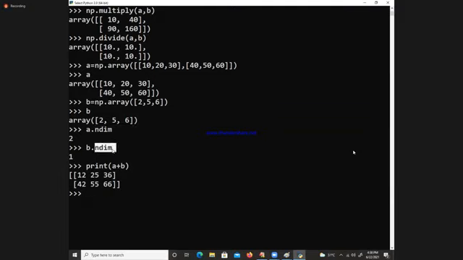Dimension, try to understand. B dot ndim, this is called a dimension. It is called one dimension only, not rows and not columns. It is called one dimension. Already we discussed this previously.